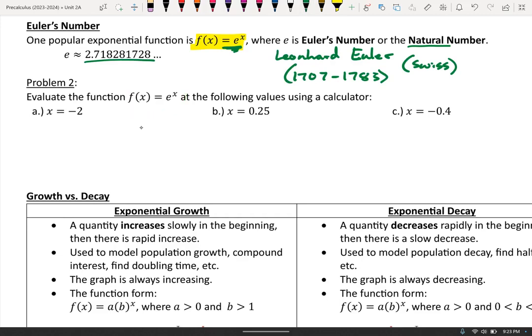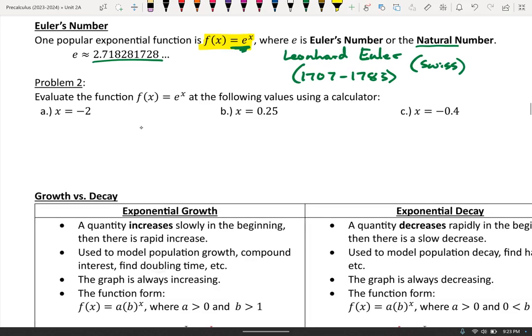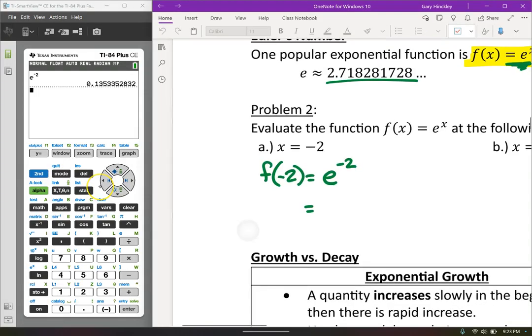Now, we're doing this because we're going to be doing this a lot, so I want to make sure you know where your natural number is on your calculator and how to use it to evaluate different things. So we're going to go ahead and start with x equals -2. I think that should be sufficient for our needs with an example here. So f of -2, in this case, would be e to the -2 power. So I'm going to pull up my calculator here, and we're going to plug this in to evaluate what e to the -2 power is.